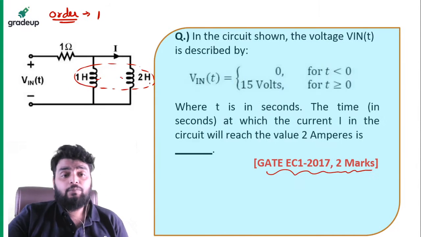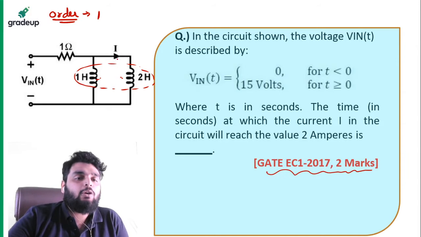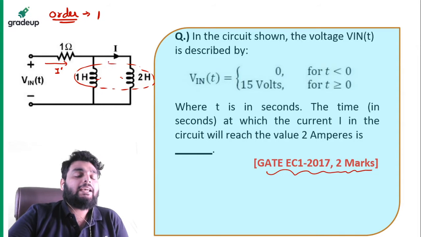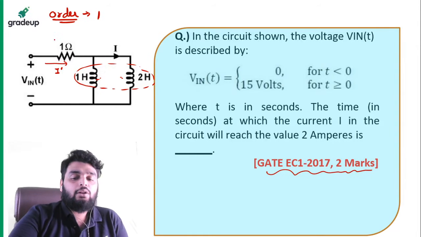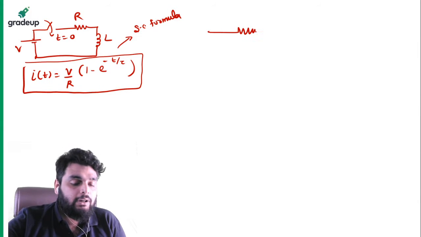Fine. Now here you can see, this is an inductor. Now I need to find out I. Okay. So what can I do? If I am able to find out I dash, then I can apply the current division rule. So first of all, I will write the equivalent diagram.